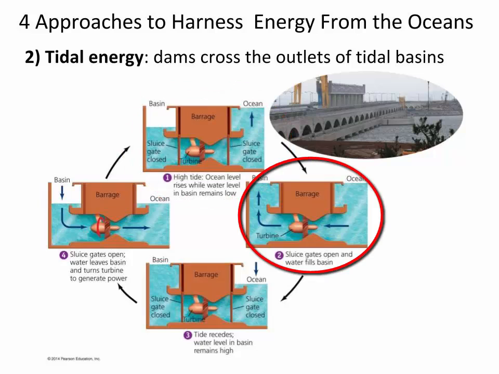When the sluice gate is open again, the outgoing water leaves the basin and in the process turns the turbine to generate electricity. In short, tidal currents turn turbines to generate electricity.